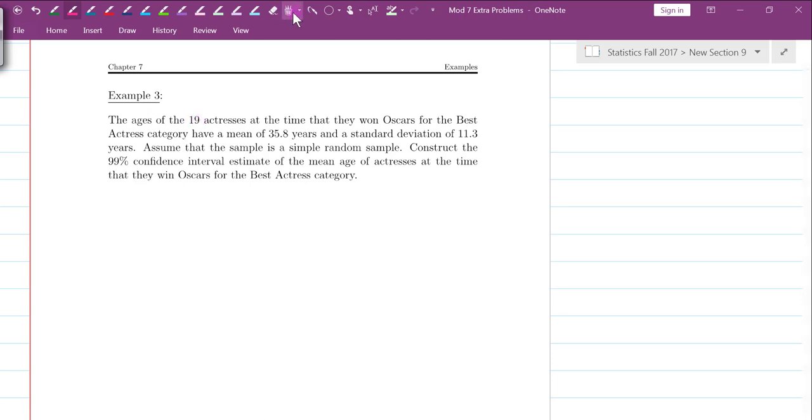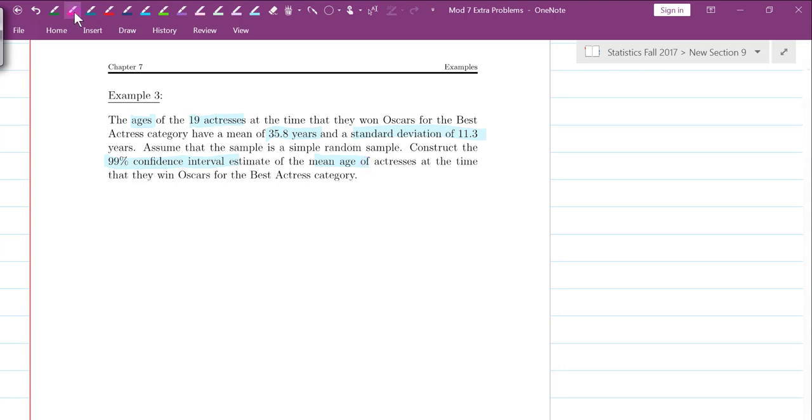We have, let me switch to highlighter. We have 19 actresses, and we're looking at the mean age, and the sample mean gave us 35.8 years of age and a sample standard deviation. It does not say the word sample, but because it doesn't say population, we are going to assume that this standard deviation came from the 19 actresses. Assume that the sample is a simple random sample. Construct a 99% confidence interval of the mean age of actresses at the time that they won their best actress category.